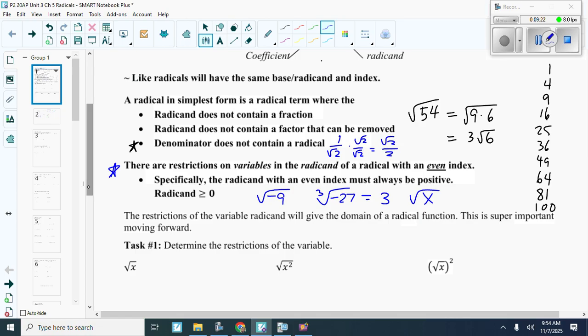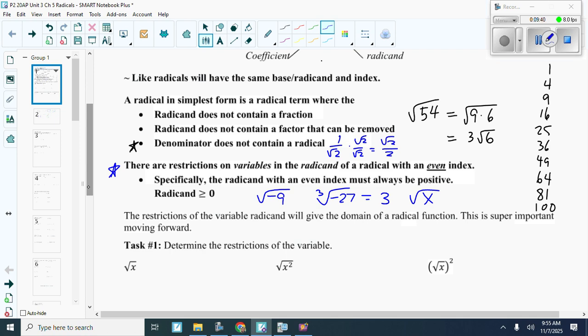So what can x not equal? What can it not be? What can x not be in general? A negative number. Absolutely. So that's what we're going to be doing here in our first exercise.